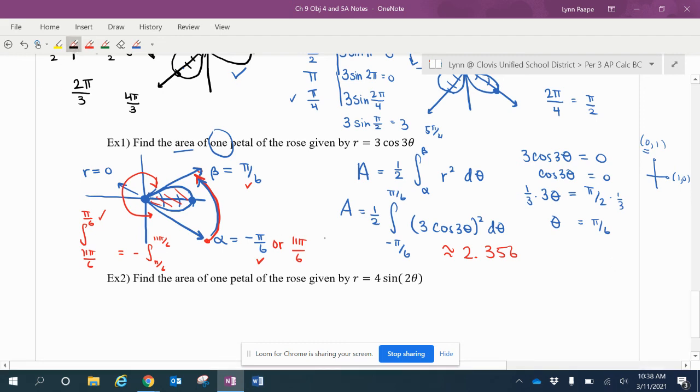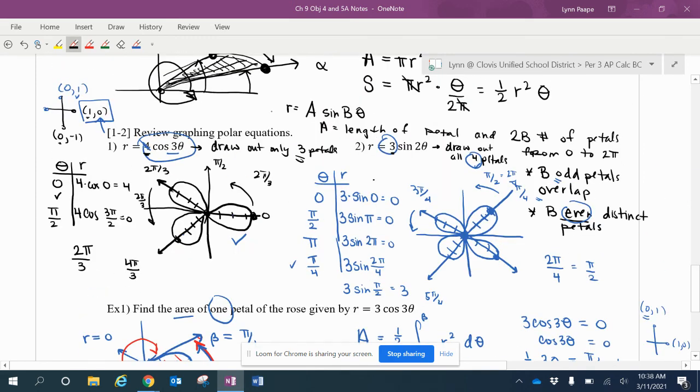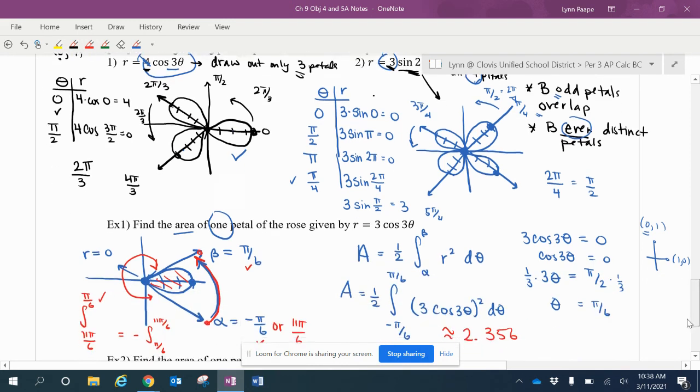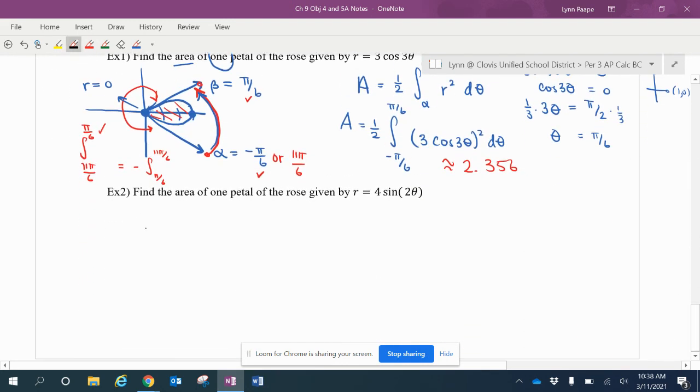Okay, so let's go ahead and do one more. For this one, we have r equals 4 sine 2 theta. Again, I'm going to use the same graph. So 4 sine 2 theta, the only difference will be I'm going to go out to 4 units. And I only need to graph one, so I don't need to graph all of them. So that graph would be over here, out 4 units.